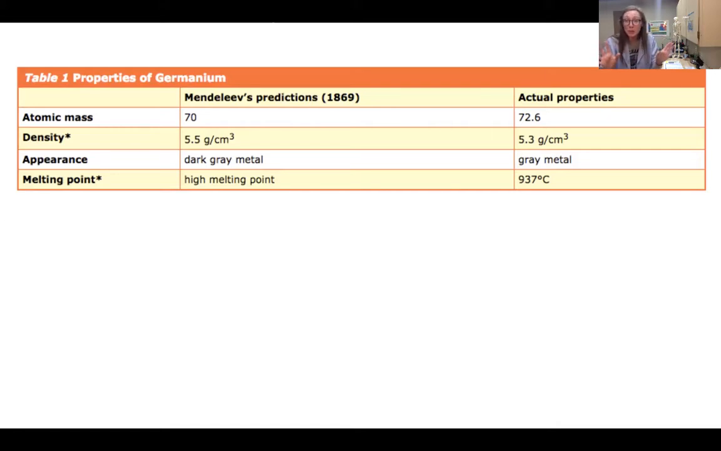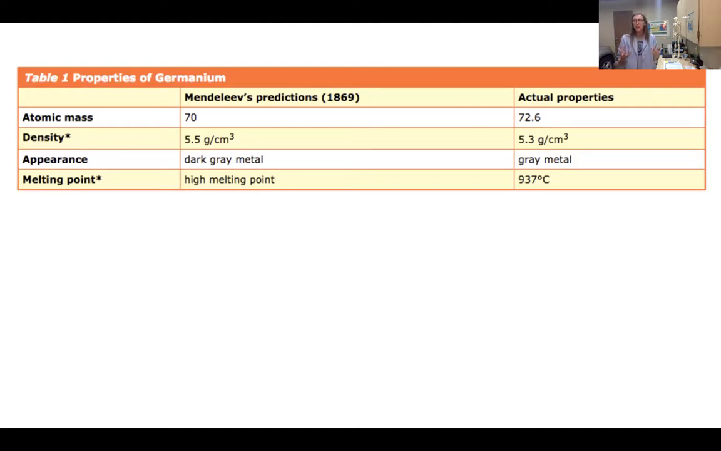And then what is absolutely crazy is like 20 years later, some guy comes along and discovers this element. He discovers the element that has an atomic mass of about 72. Its density is pretty darn close to what Mendeleev thought it was. It's a metal with a really, really high melting point.